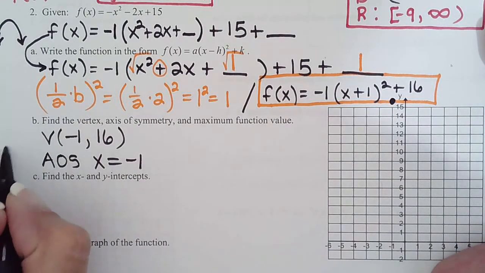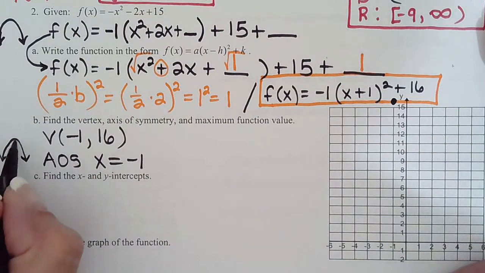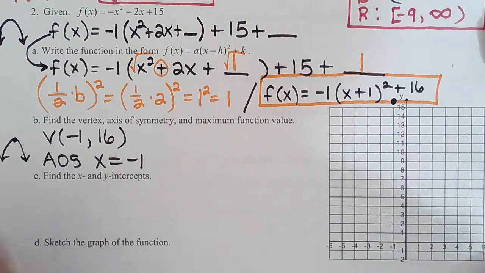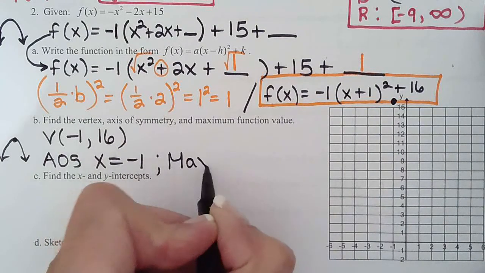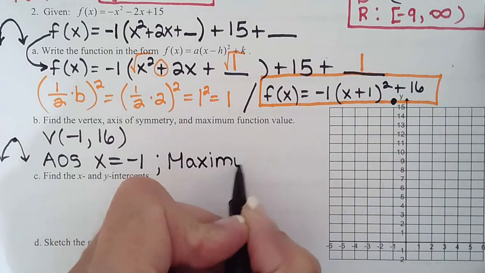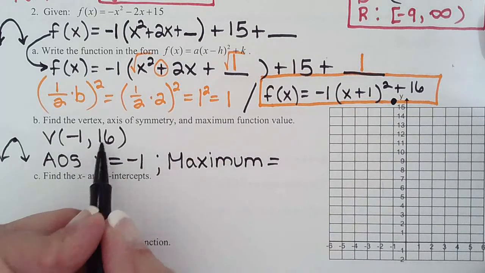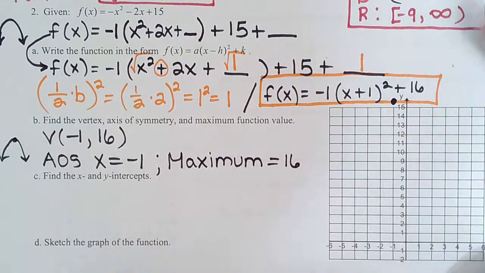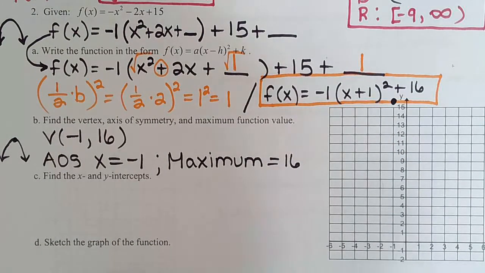This parabola cups upside down, so because it cups upside down, the vertex is now the highest point. So this one's going to have a maximum value, and that maximum value is whatever the y is, 16. That means it's the highest y in the graph. There won't be another y higher than that.